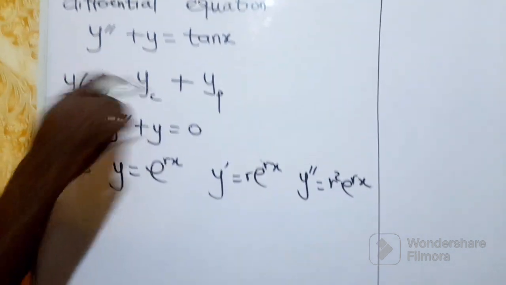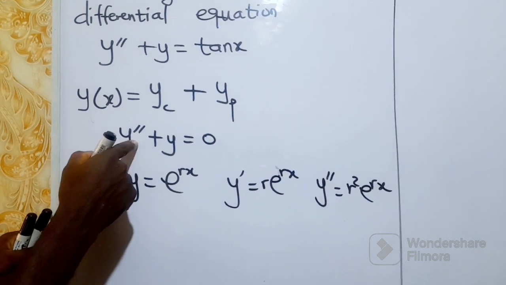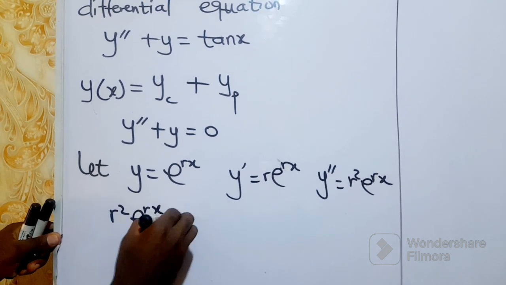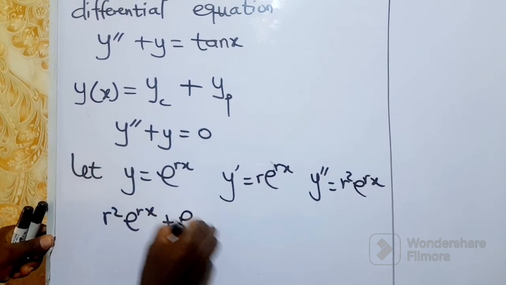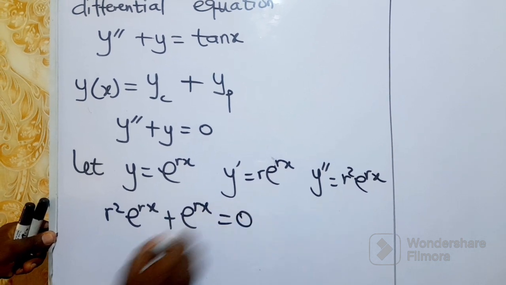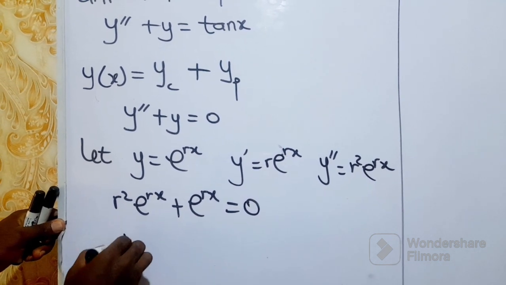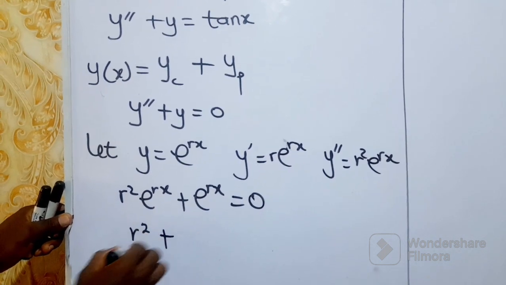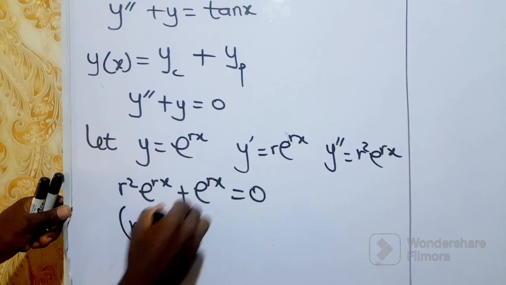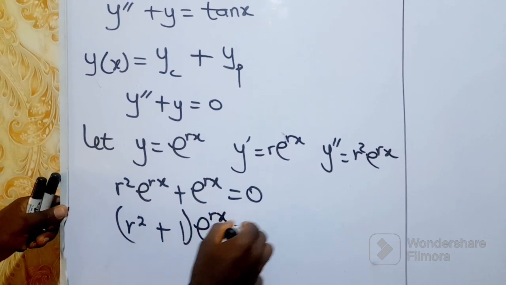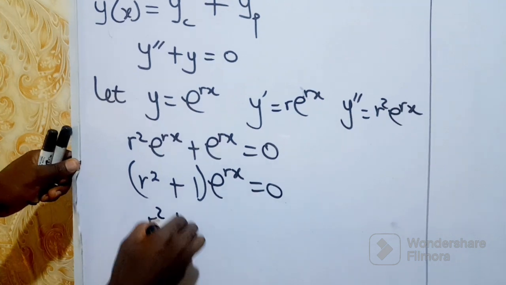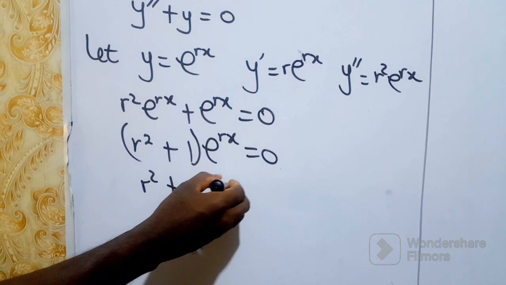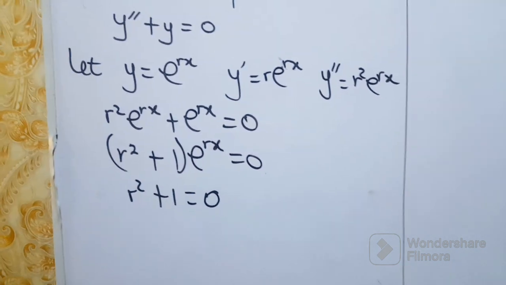Now we substitute this into the differential equation. So our y double prime is r squared e to the r x plus our y, which is e to the r x, all equal to 0. You can see e to the r x is common to these 2 terms, so we factor it out. Here (r squared plus 1) multiplied by e to the r x will be equal to 0. And then r squared plus 1 will be equal to 0 when we divide both sides by e to the r x. Now this becomes a quadratic equation.